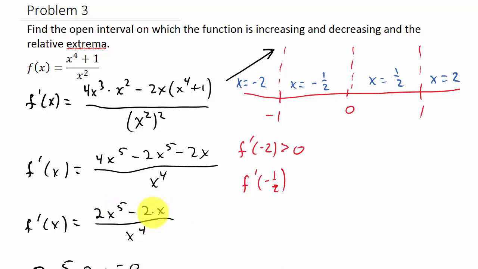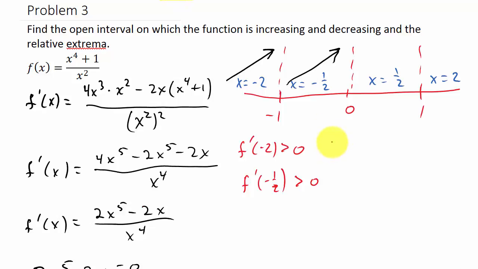And then I plug the negative 1 into here, that's plus 1. Minus 2 times negative 1/2 is positive 1. So negative 1/16 plus 1 is positive. So I have a positive over a positive. That's positive, and so that means on this interval, from negative 1 to 0, it's increasing.